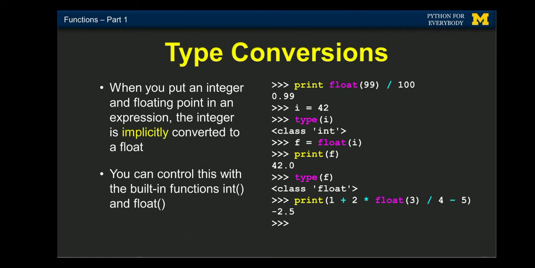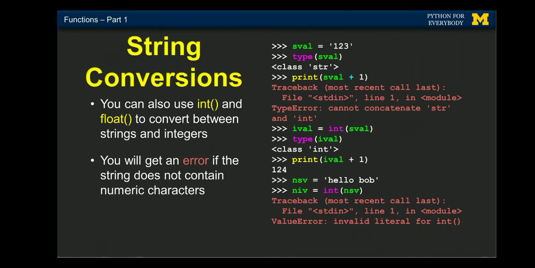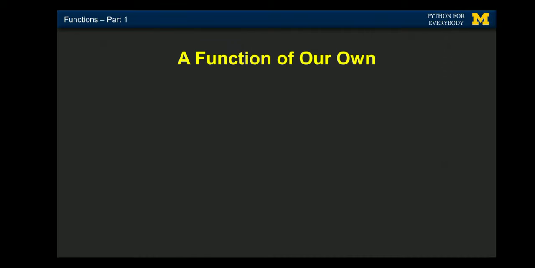Type conversion. When you put an integer and a floating point in an expression, the integer is implicitly converted into a float. As we discussed in the last classes, you can control this with the built-in functions int and float. String conversion. You can also use int and float to convert between strings and integers, but you will get an error if the string does not contain numeric characters.